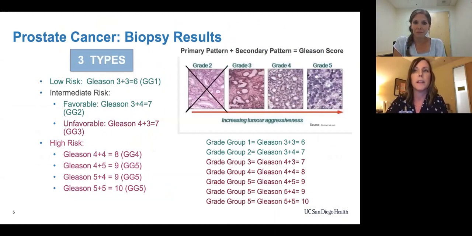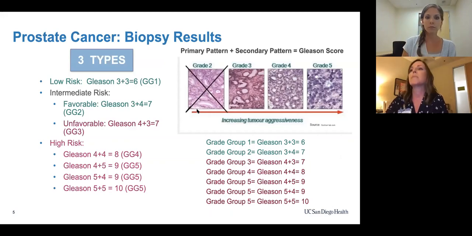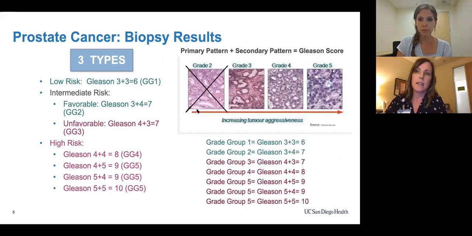There are 3 types of prostate cancer: low, intermediate, and high risk. When the pathologist looks at the tissue under the microscope, he or she identifies the cell pattern type and then identifies the primary pattern and the secondary pattern, which then makes up the Gleason score. Pattern 2 is no longer used when establishing a Gleason score for prostate cancer. Pattern 3 is biologically considered very similar to normal cells and has a low or very low to no capacity to metastasize. Pattern 4 and 5 are considered more aggressive and both have the capacity to metastasize.